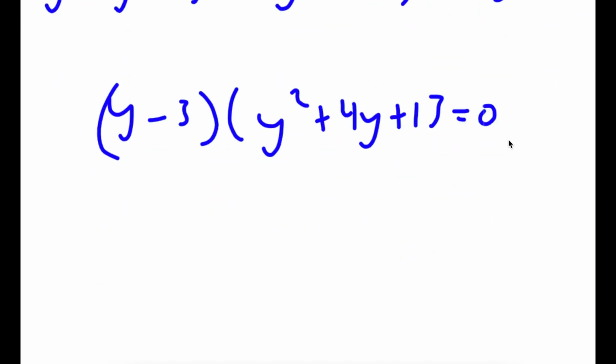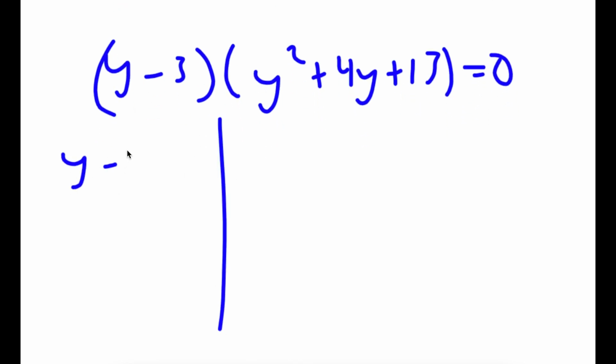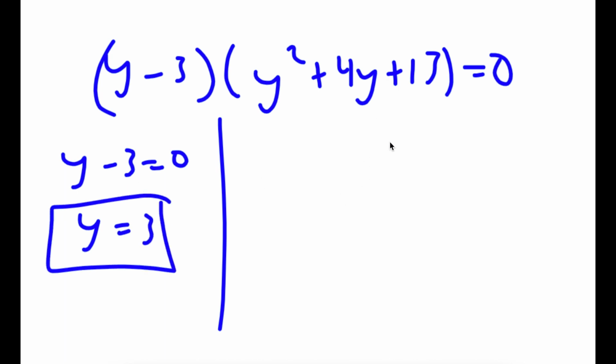So now this gives me two equations. I have y minus 3 is equal to 0, meaning y is equal to 3. And I have y squared plus 4y plus 13 equals 0.